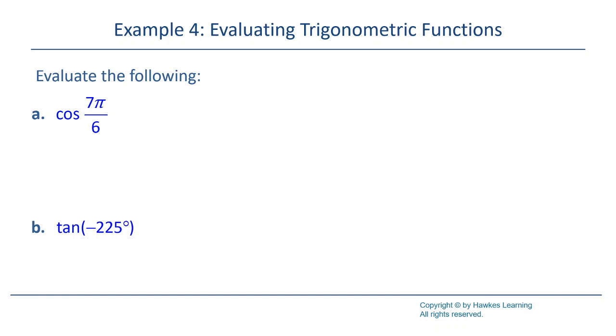So now what if we want to evaluate these trig functions? Cosine of 7 pi over 6 and tangent of negative 225 degrees.